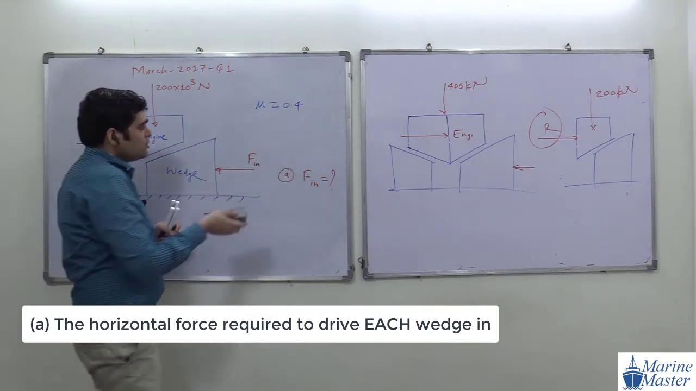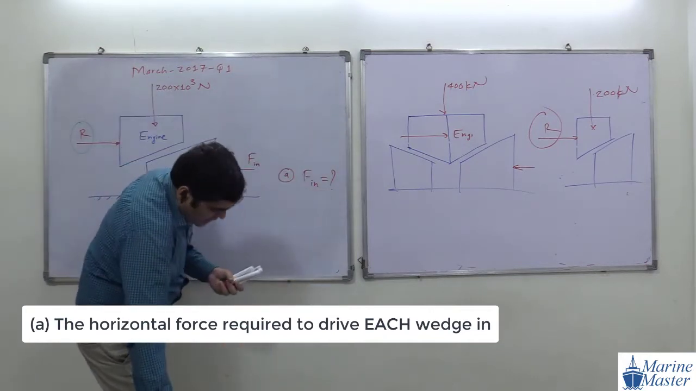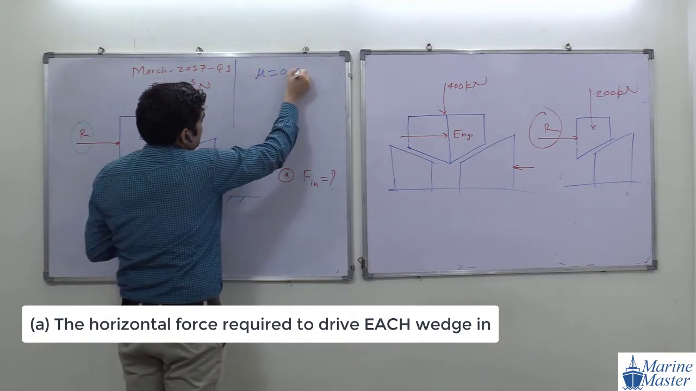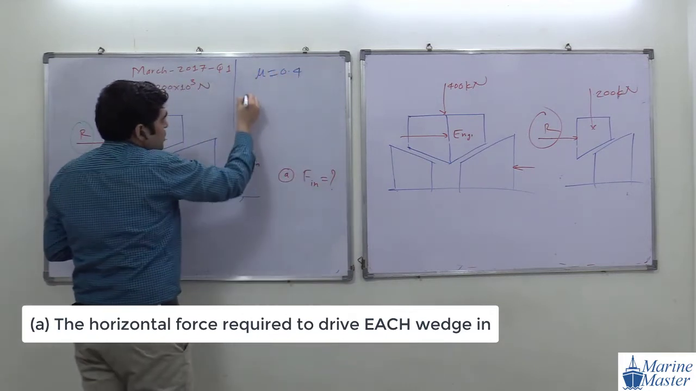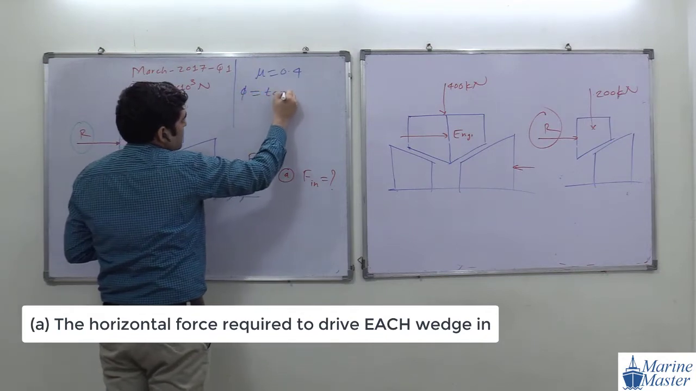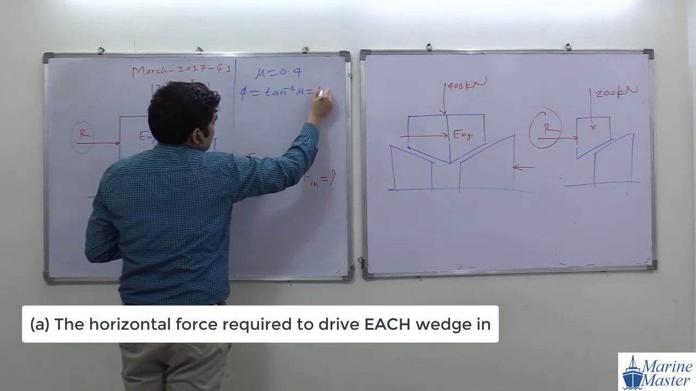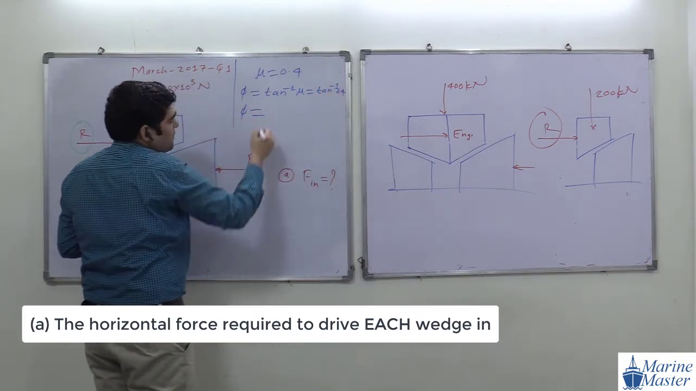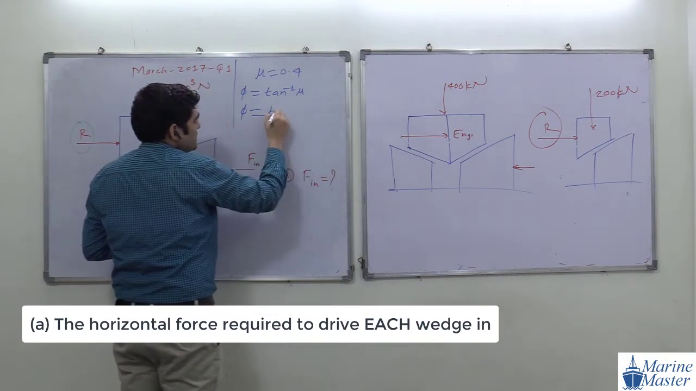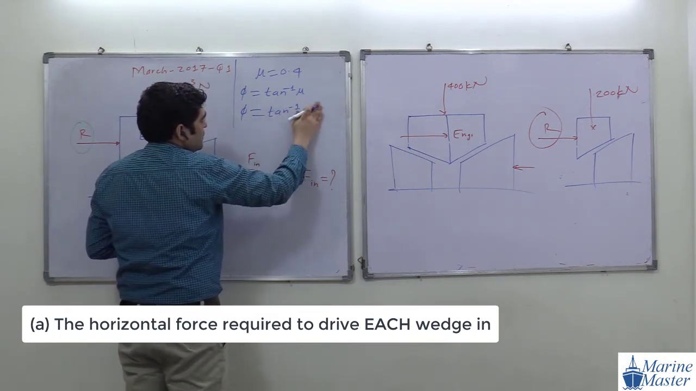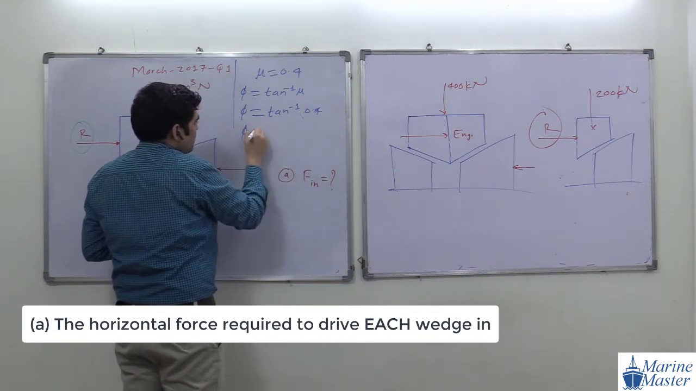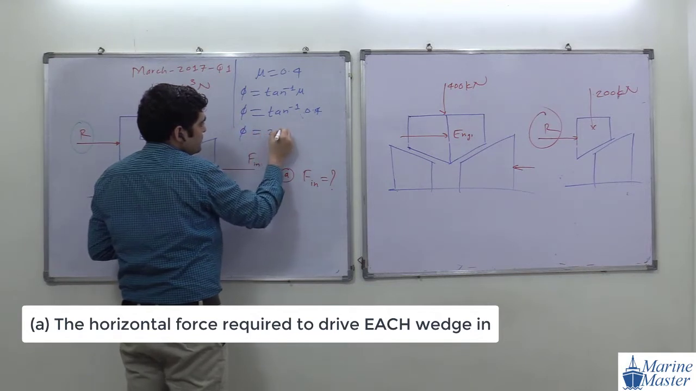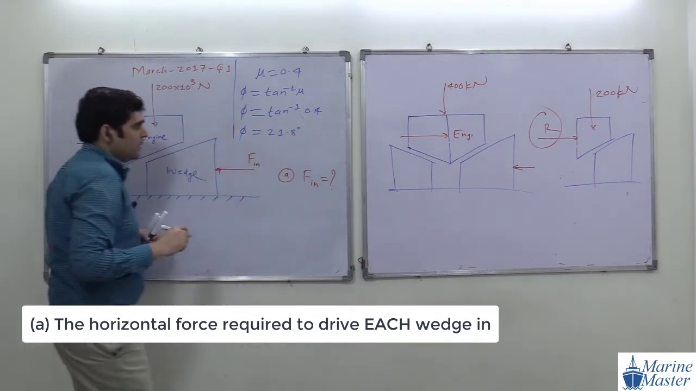Now try to see the scenario here. What is the value of mu in this question? 0.4. Check it once again. Is it 0.4? So phi will be equal to tan inverse of mu, means tan inverse of 0.4. What will be the value of phi, guys? 21.8. Check it out, the value of mu is 0.4, right? 21.8. Are you getting my point?